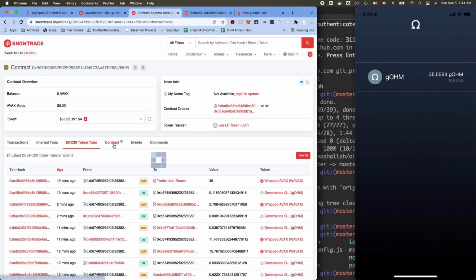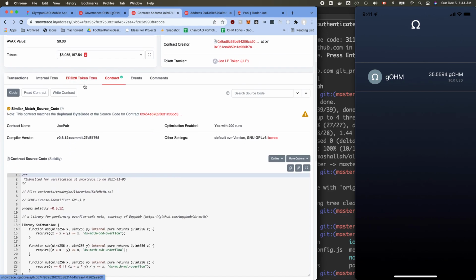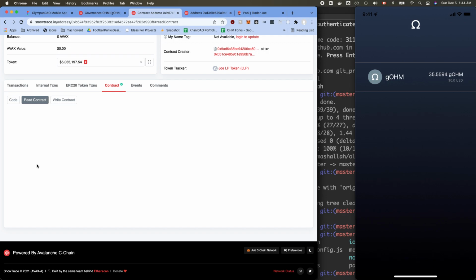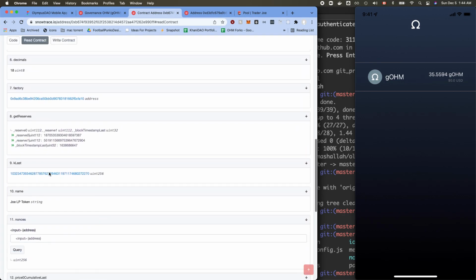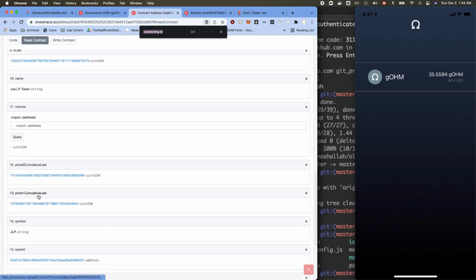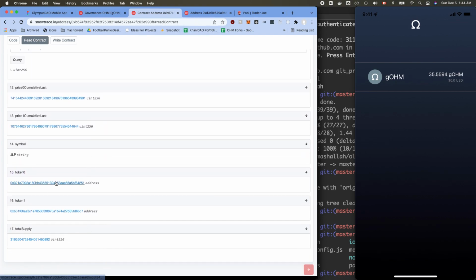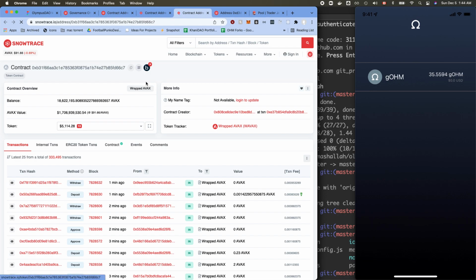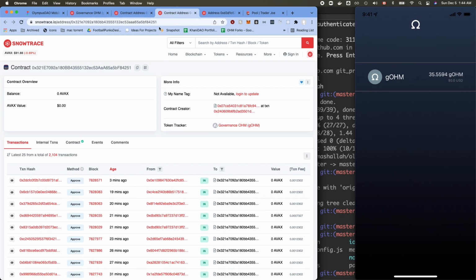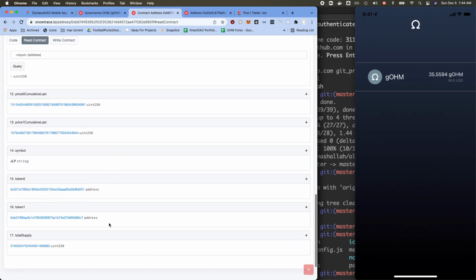Okay, cool. And if we come here to the contract, read contract, and go to token 0, it should probably have a token 0. Yeah, token 0. So we have token 0, token 1. Token 0 itself is gOhm. Token 1 is wrapped AVAX. Okay, there we go. We found the pool for gOhm and AVAX.